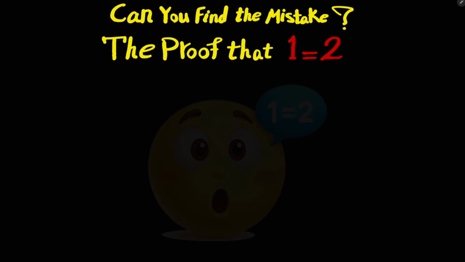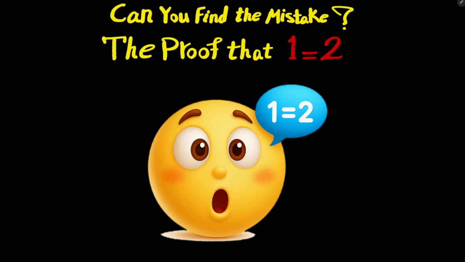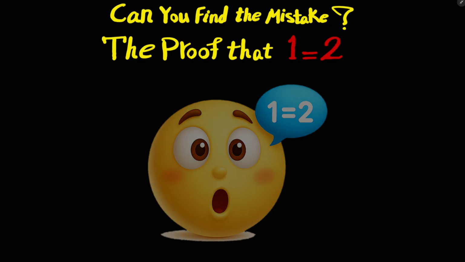Today we have got one of the most famous paradoxes in mathematics. It's a kind of proof that looks perfectly logical until you realize it secretly breaks one of the golden rules of math. So grab a pen, follow along, and see if you can spot the mistake before I reveal it.